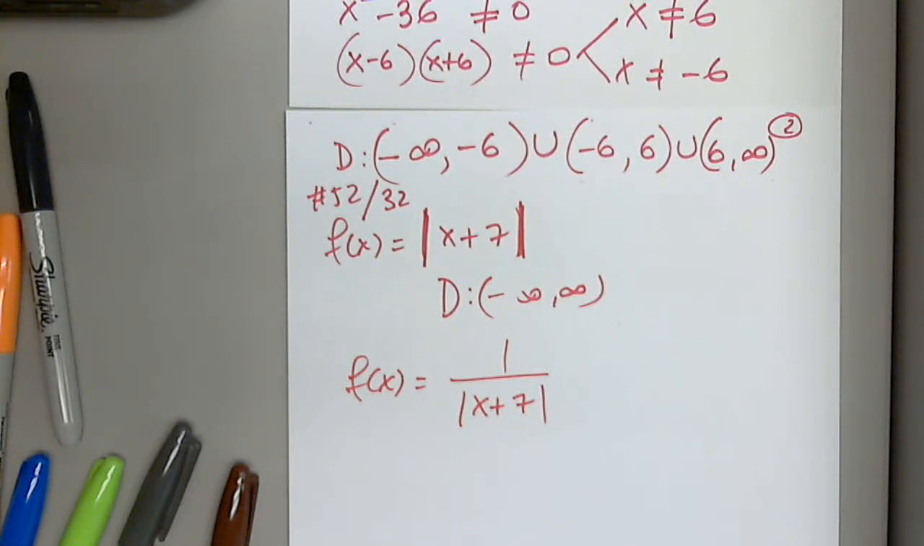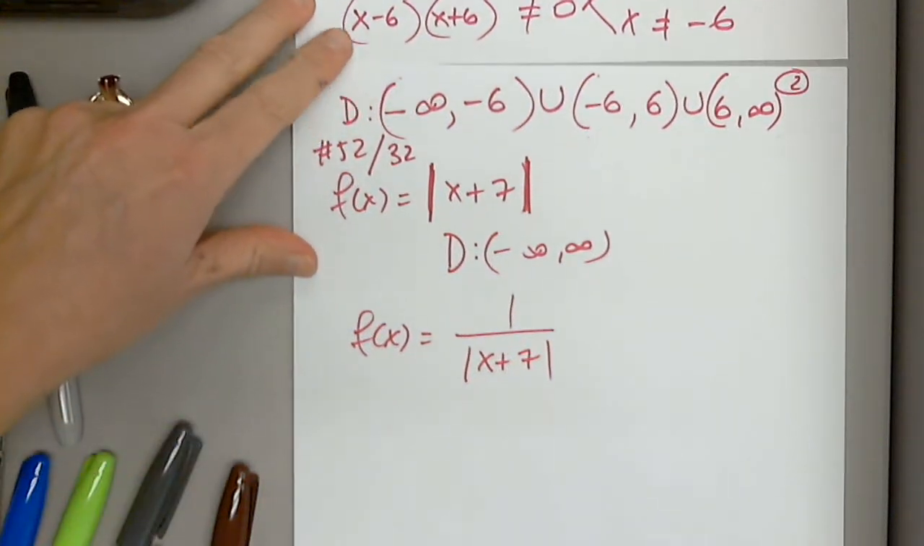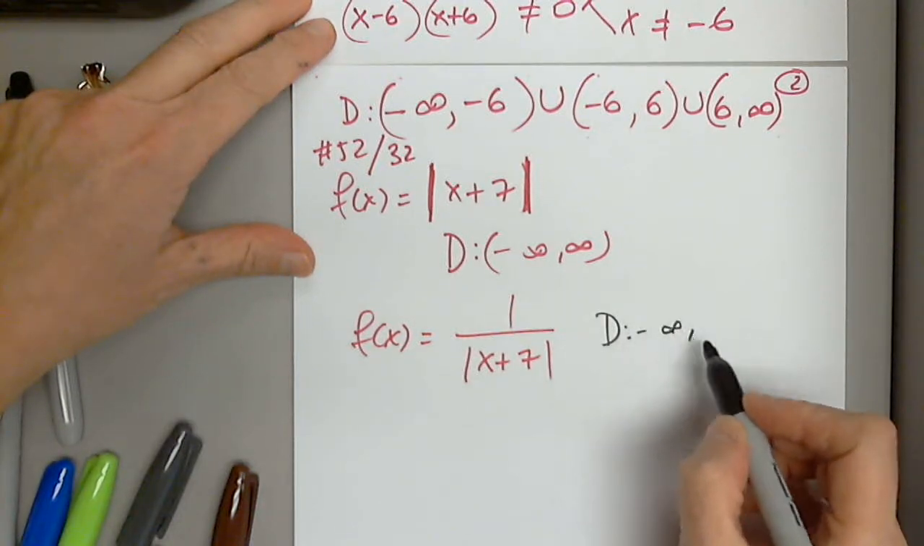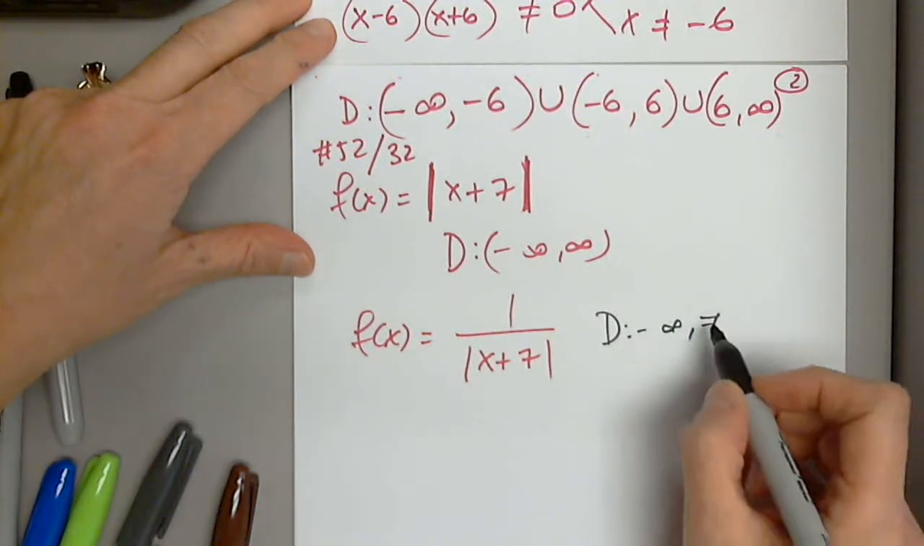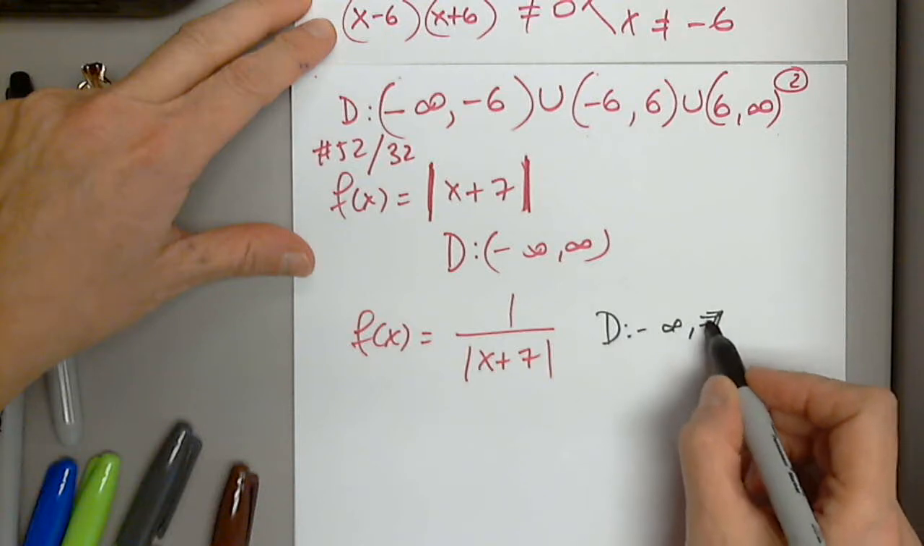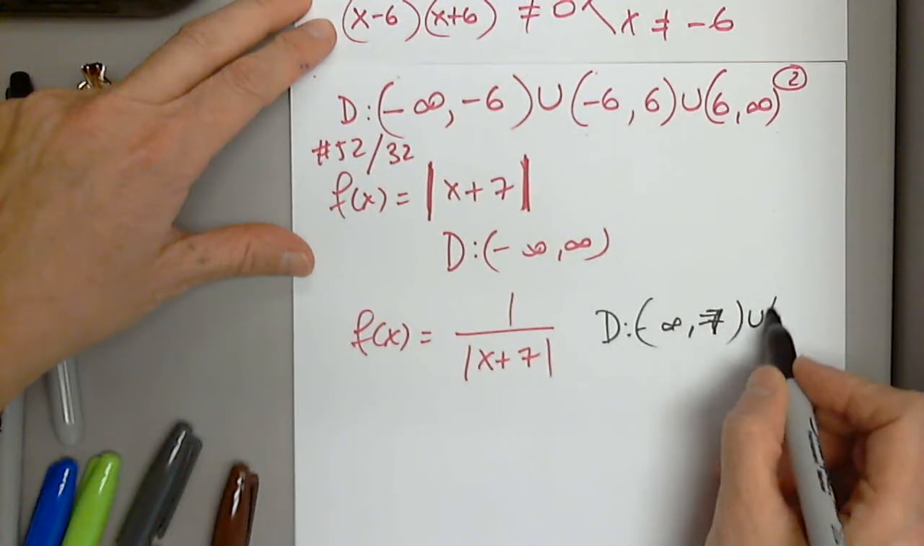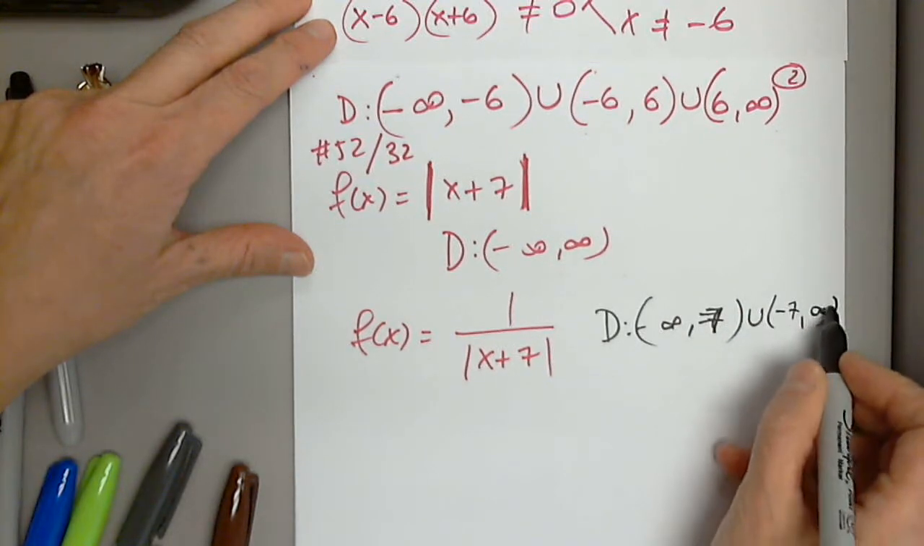Because it can't be. It cannot be. You can't put a negative in there, right? Because of the absolute value part. The absolute value will always give us a positive number. I can put in any number I want, except -7. So the domain of this function is -infinity to -7 union -7 to infinity.